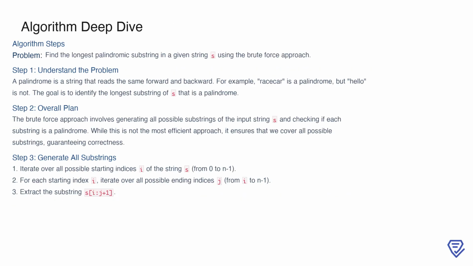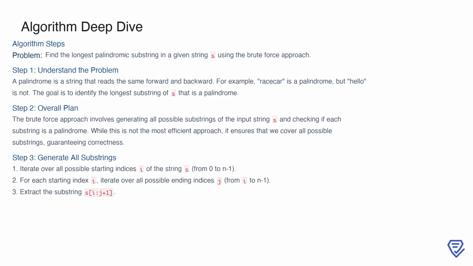To solve the problem of finding the longest palindromic substring using the brute force approach, we start by understanding what a palindrome is. A palindrome is a sequence of characters that reads the same forward and backward. For example, racecar is a palindrome because it is symmetric, but hello is not. The objective here is to identify the longest substring within a given string S that meets this definition.